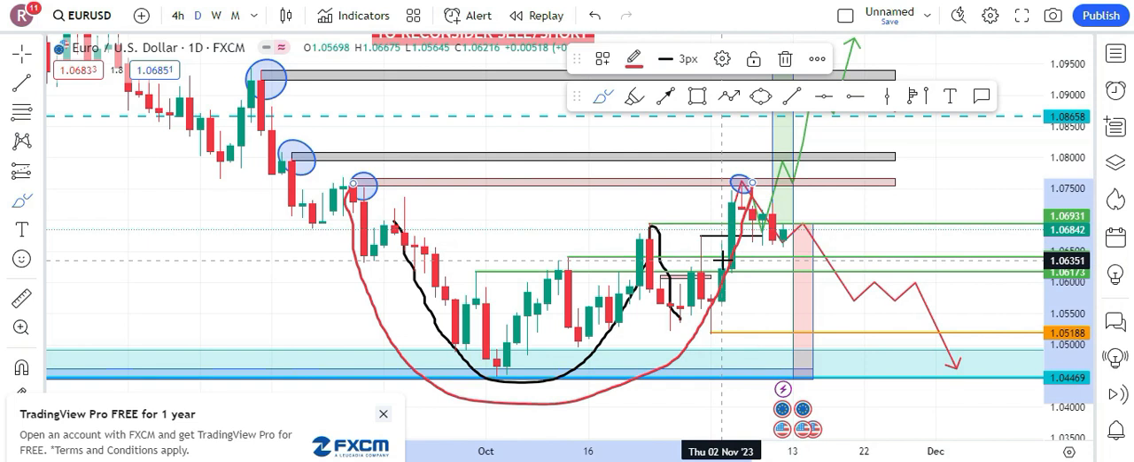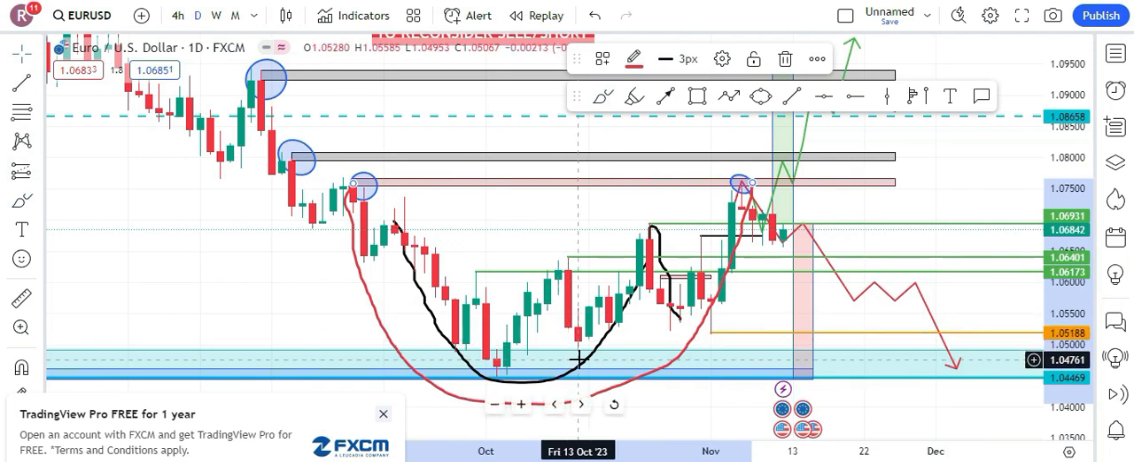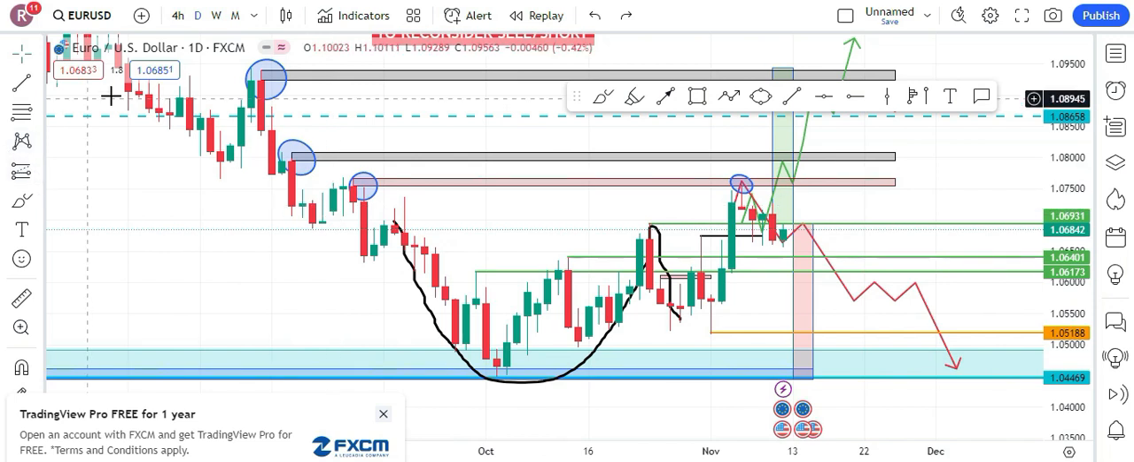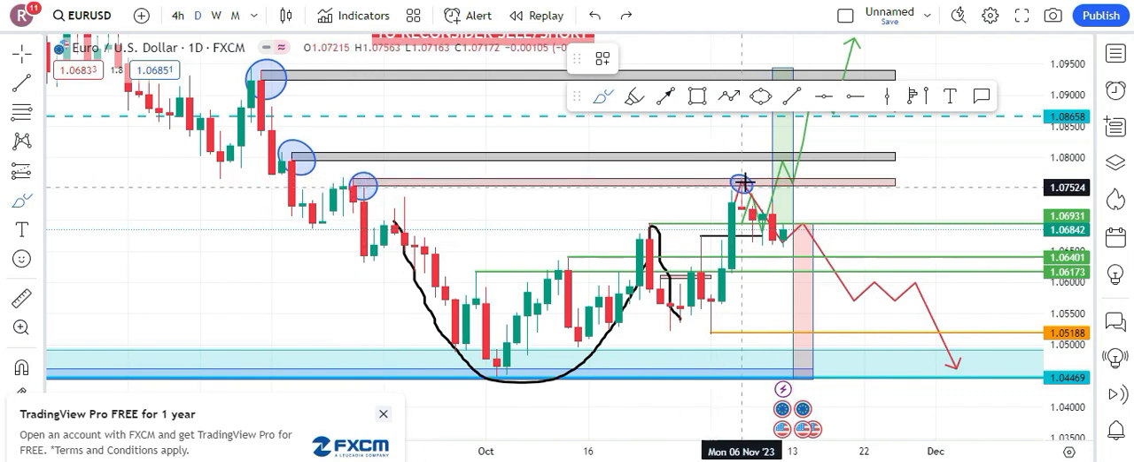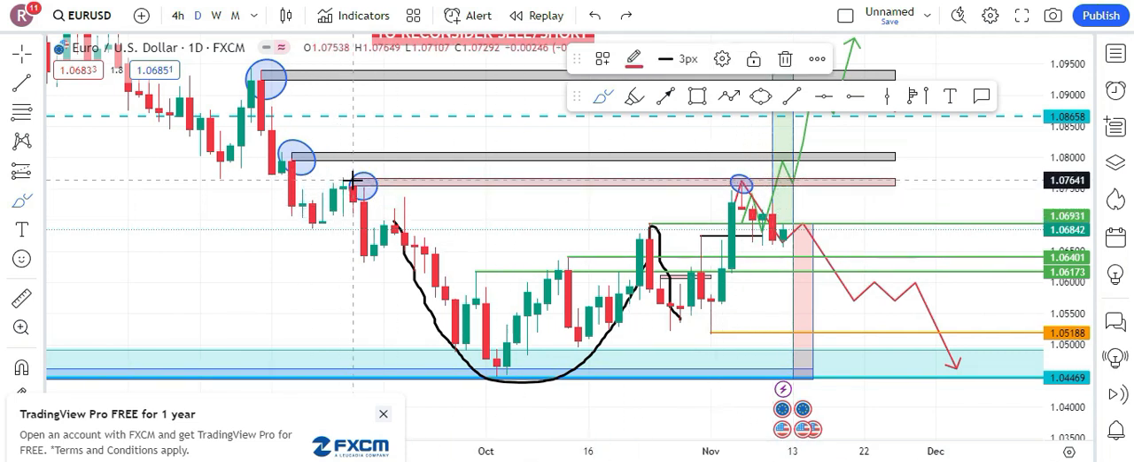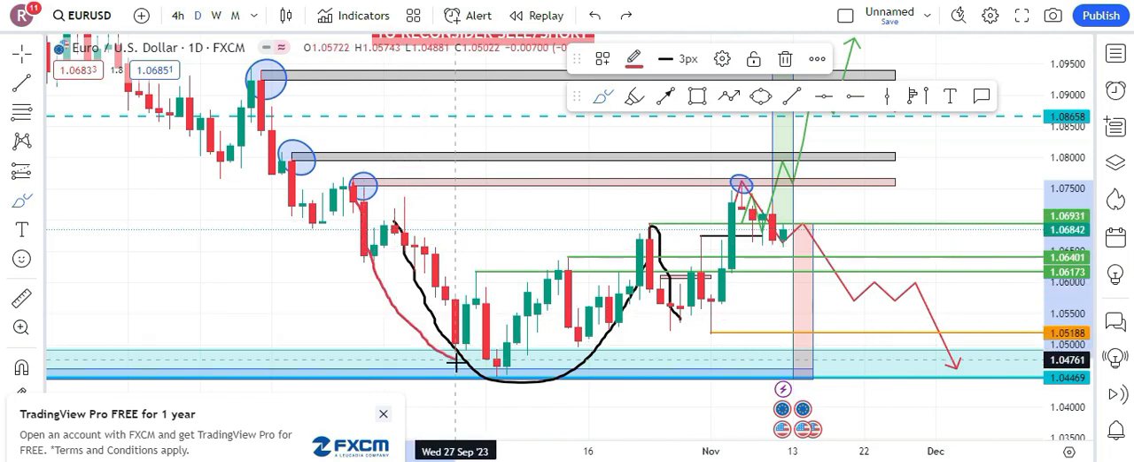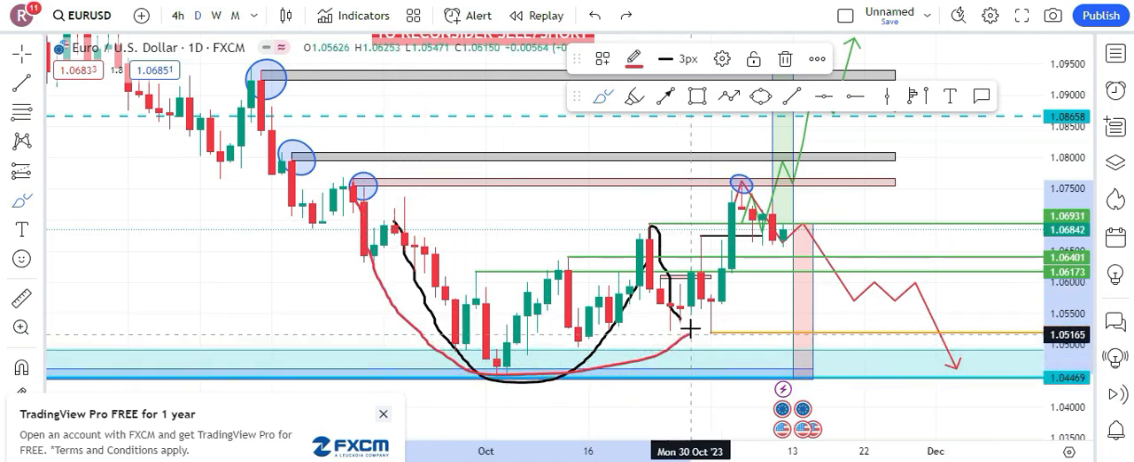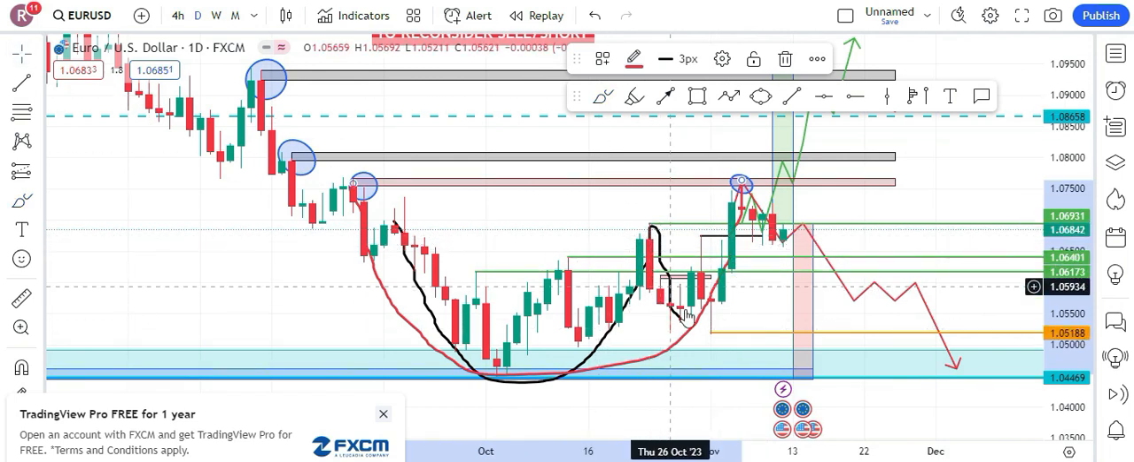This one, and this one is automatically invalidating this cup and handle pattern. Let me draw it properly. You see, this one and this one has created a double top already. So this one, if we consider, it has created a cup already, and it is invalidating this cup and handle pattern.